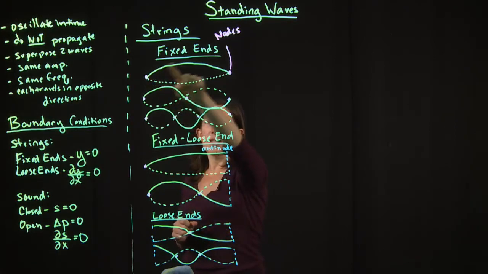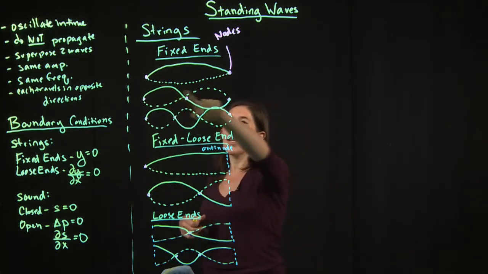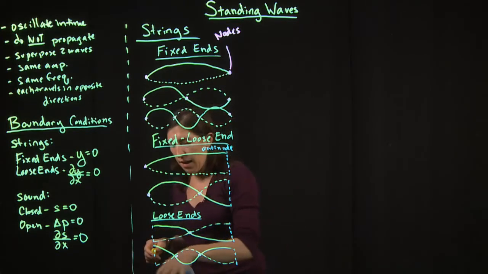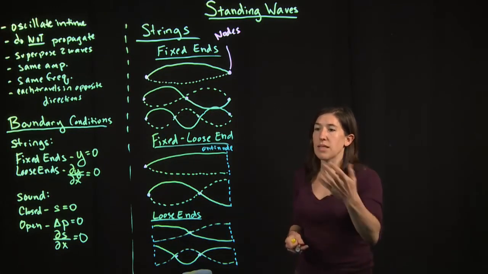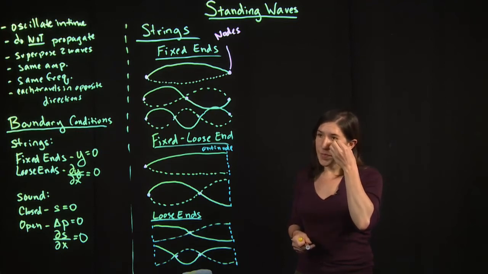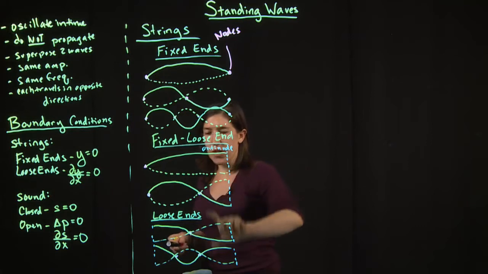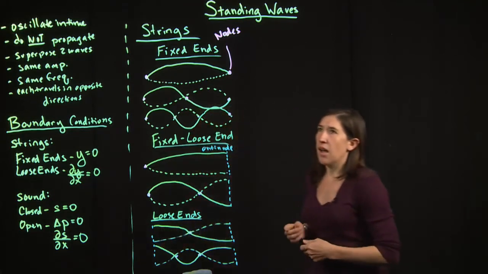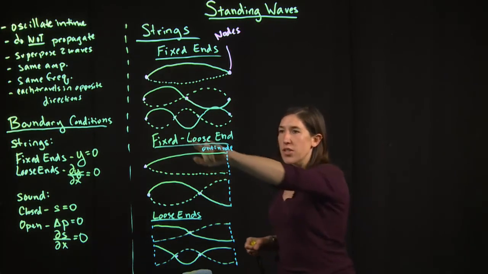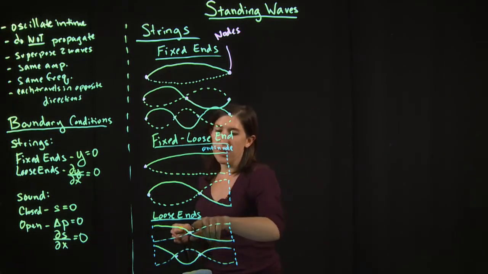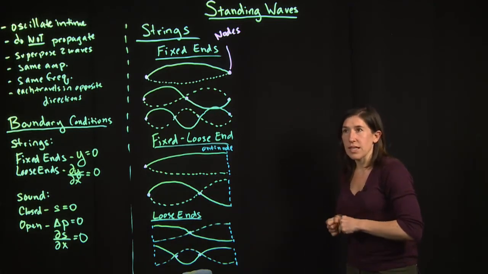So if, for instance, the solid curve is what the string looks like at time t equals 0, then the dotted curve would be what it would look like at time t equals the period over 2. So it would be at some later time. So these would be the first two harmonics in these cases for strings, and if you wanted to keep drawing them, you could just do that by continuing to add nodes in the middle and find more and more allowed wavelengths and frequencies.